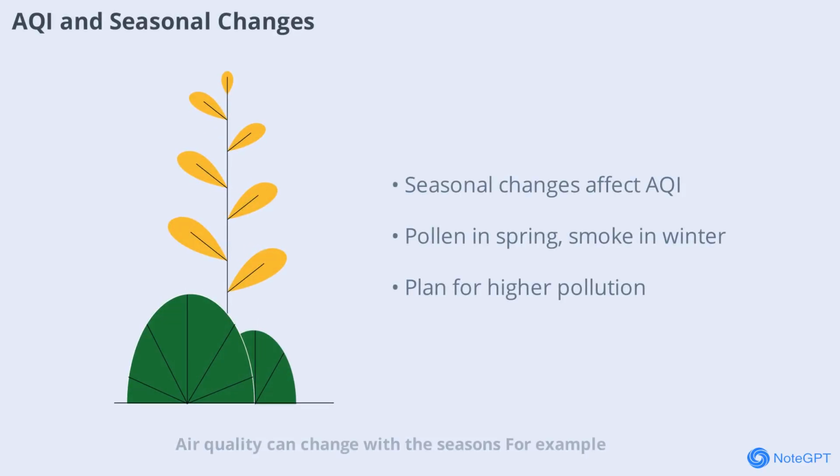Air quality can change with the seasons. For example, pollen levels are higher in spring while wood smoke from heating is common in winter. Summer heat can increase ozone pollution. The AQI reflects these seasonal changes, helping people prepare for periods of higher pollution. Staying aware of seasonal trends allows for better planning and protection.